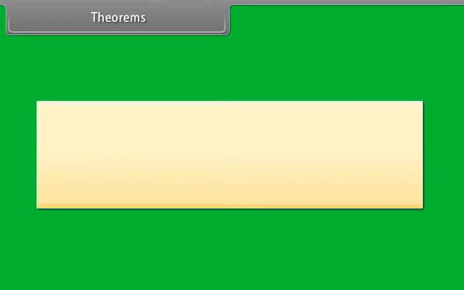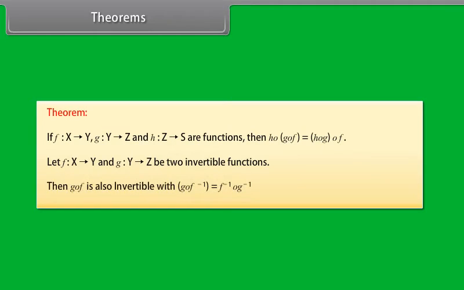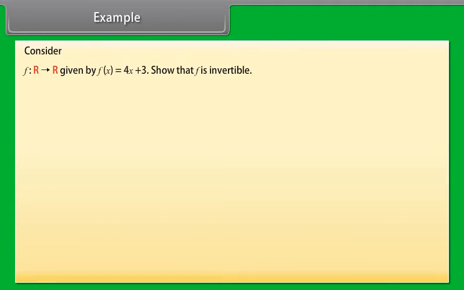Theorems. If function f from X to Y, function g from Y to Z, and function h from Z to S are functions, then h o (g o f) is equal to (h o g) o f. Let function f from X to Y and function g from Y to Z be two invertible functions. Then g o f is also invertible with inverse of (g o f) is equal to f inverse o g inverse. Example. Consider function f from R to R given by f of x is equal to 4x plus 3.